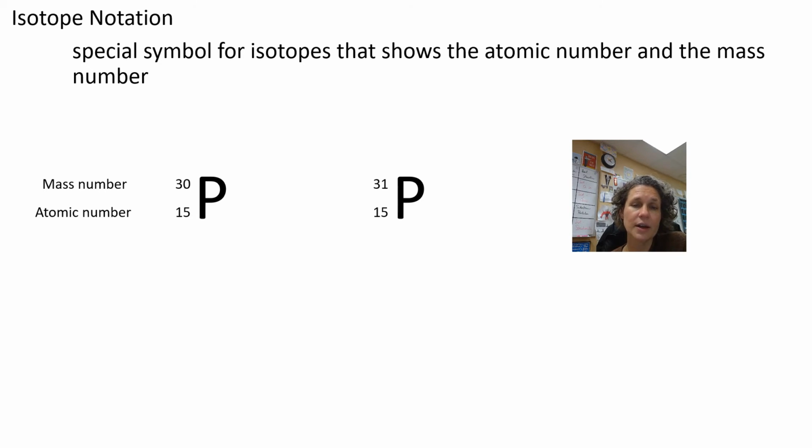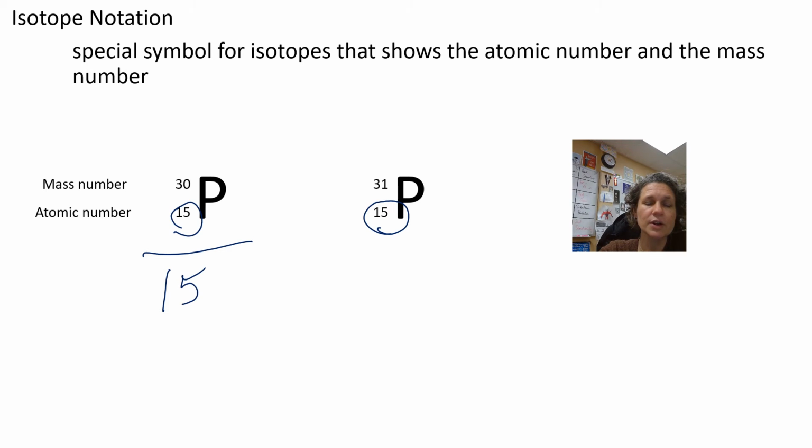So notice on this example, you have two atoms. Both of them are phosphorus. That's what the capital P stands for. Both of them have a 15 where the atomic number is, because they are both phosphorus. They are the same atom, but notice that the mass number is different. In this first one, if I did the subtraction, mass number minus atomic number, I have 15 neutrons. But in the second one, I have 31 minus 15, I have 16 neutrons. And that is the difference between those two. Same atom, still both phosphorus, but with different numbers of neutrons.